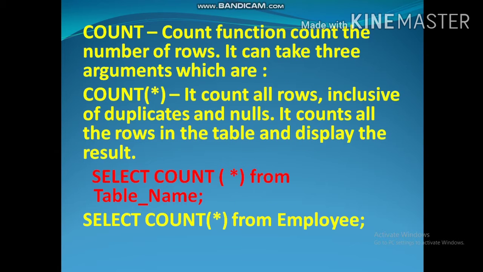Next one, the count function. The count function counts the number of rows. It will take 3 arguments, the first one is asterisk. Asterisk means it counts all the rows. All the rows means it counts only the number of rows. It counts all the rows including duplicates and nulls.